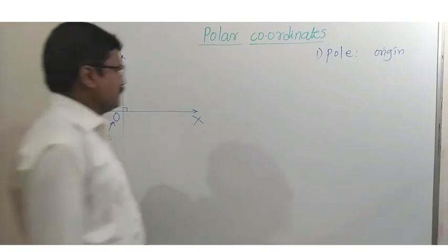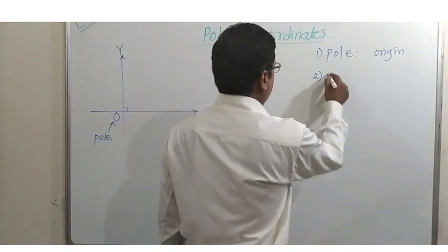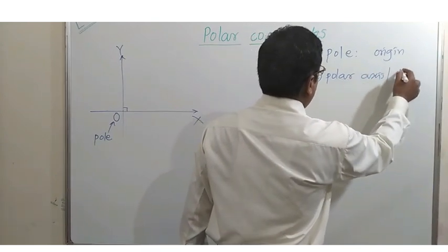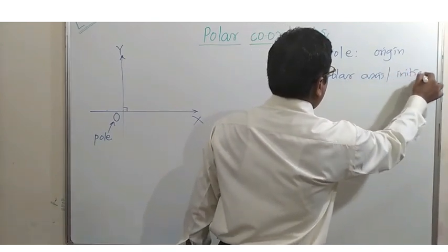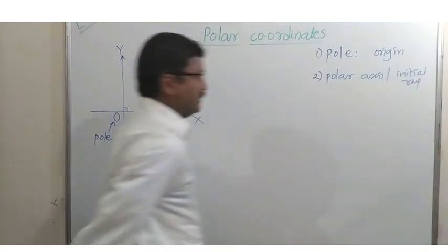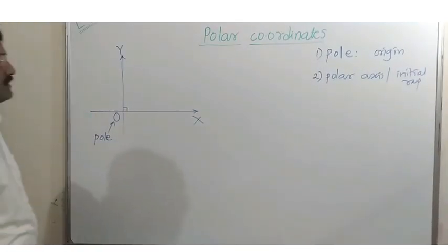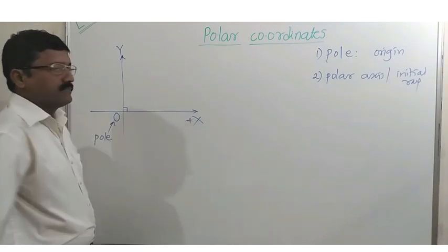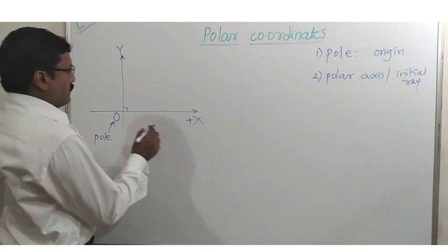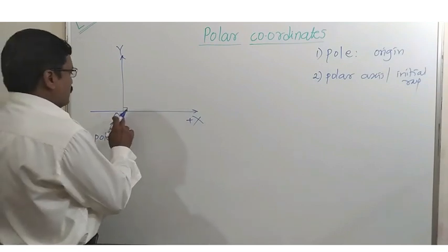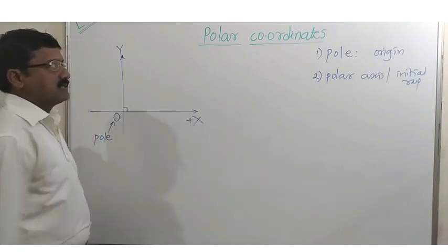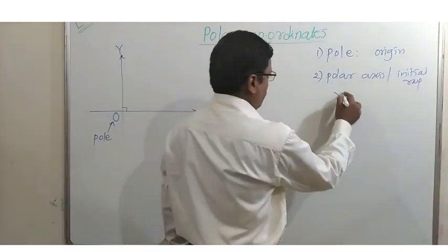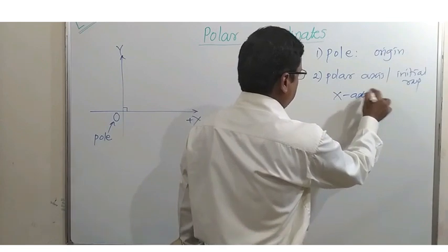The next is the polar axis, or initial ray. Obviously in the Cartesian system, the positive x-axis is our initial ray in case of positive angle. So here ray OX is called the polar axis of this system. So the polar axis is nothing but our x-axis.